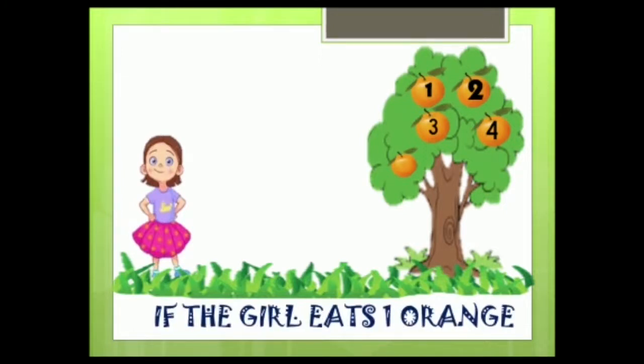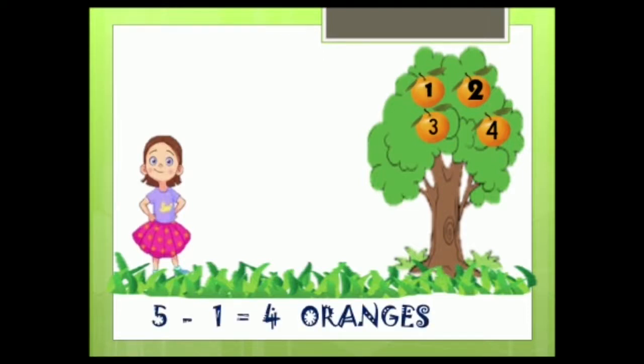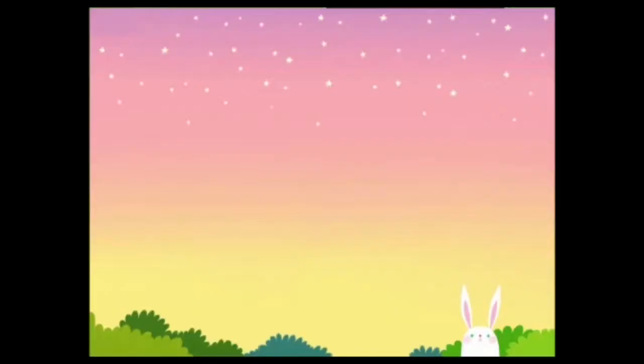If this girl eats one orange like this, how many oranges are left now? We will count them like this. 1, 2, 3, 4. So we can say we have 4 oranges left now. Like this, we can say 5 minus 1 equals 4 oranges.